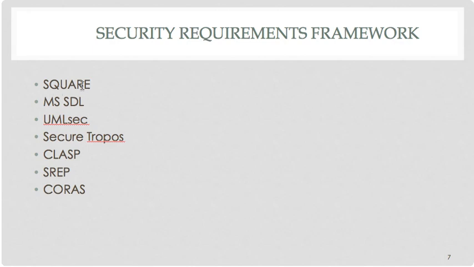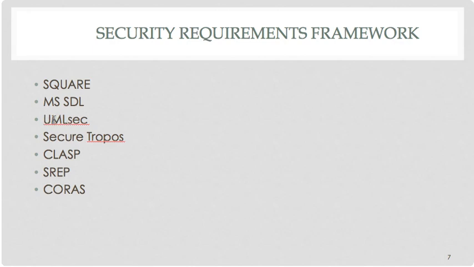For example, SQUARE is a security requirements engineering method which has mainly 9 activities, and it is a comprehensive methodology of security requirements engineering. The framework is meant to elicit, categorize, and prioritize the security requirements of a system. The next is Microsoft SDL. The Microsoft Security Development Lifecycle is a large methodology which covers various applications, and it also performs a number of activities to provide a secure software solution.